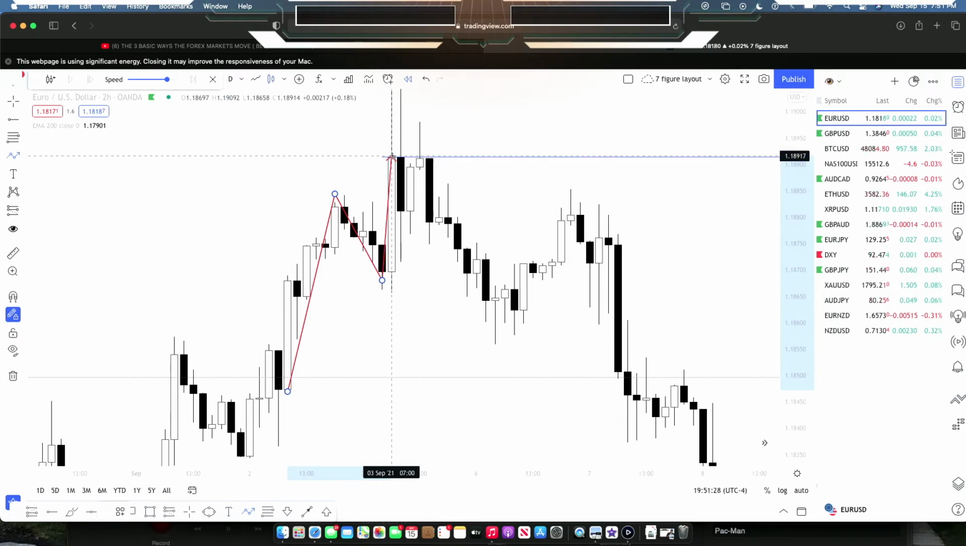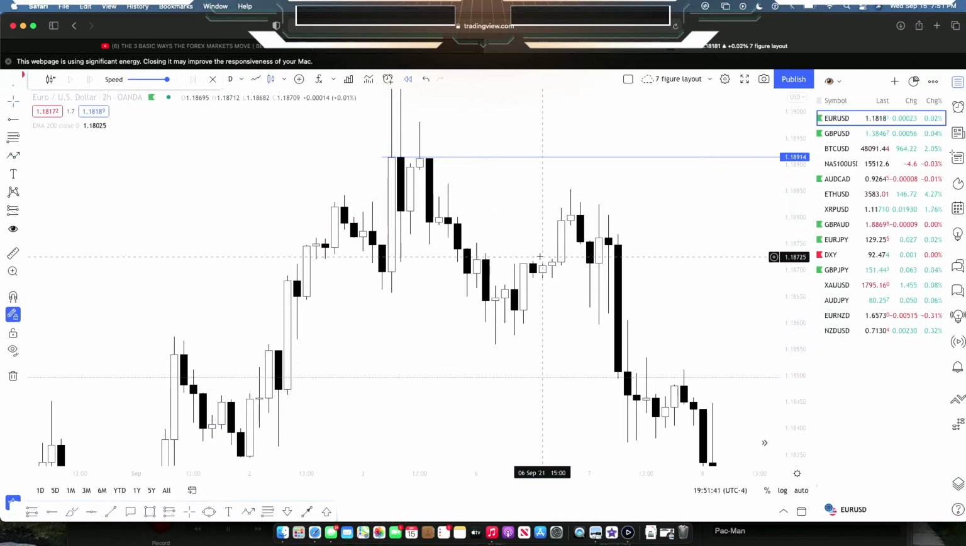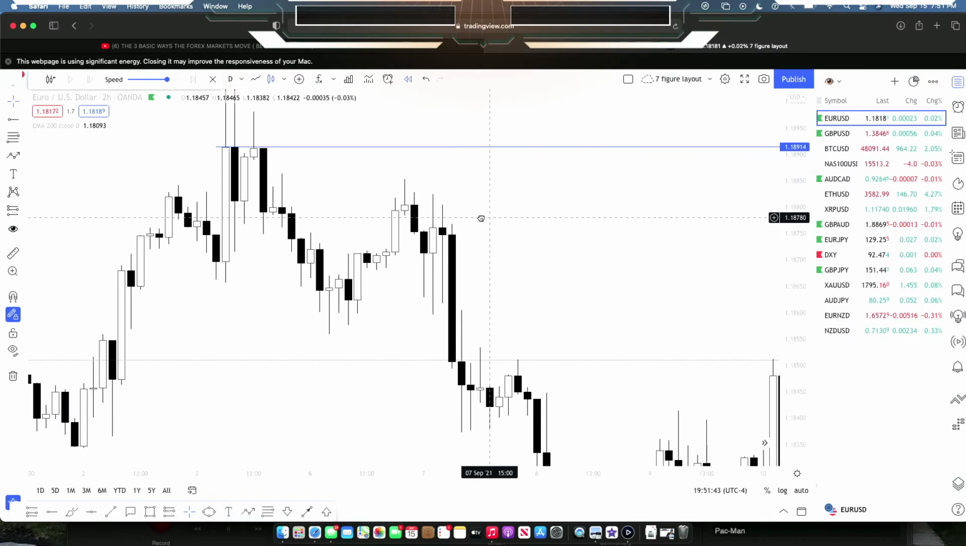Price is now at my resistance zone. Right, price hit my resistance, went down, came back up to my resistance. This is the second time it did it, and it went down. So this is just a clear example of exactly how you can identify resistance in the market.